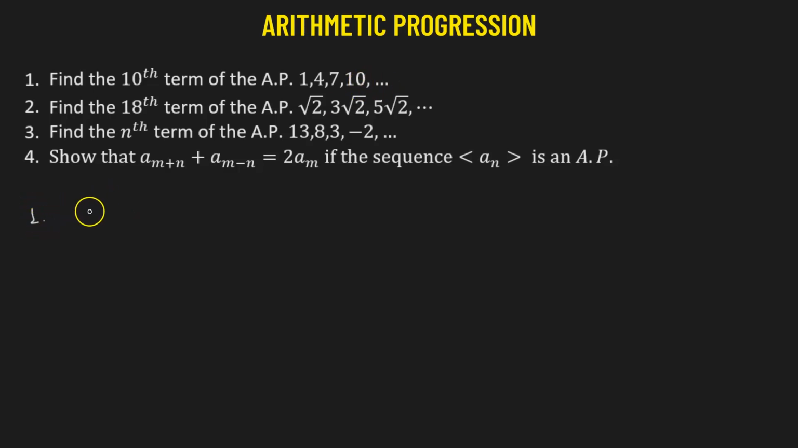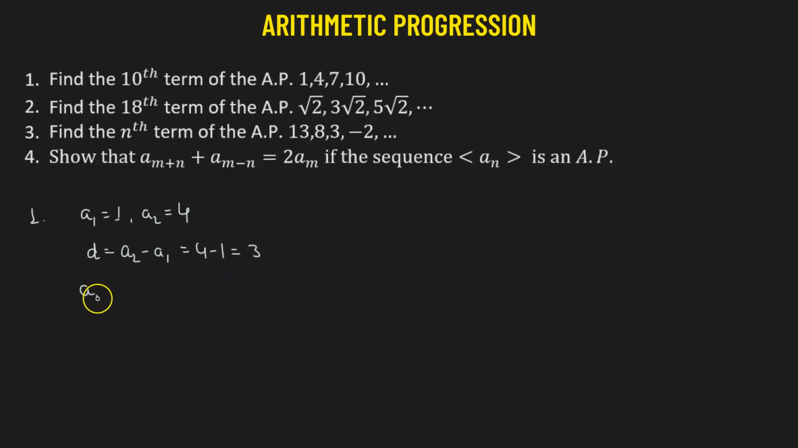So here we have our first term. We'll represent it with A1, so this is 1. And let's represent the second term with A2, so that's 4. Now, to find out the common difference, all we have to do is subtract the first term from the second term. So here we have 4 minus 1. This will be equal to 3. That means the common difference is 3.